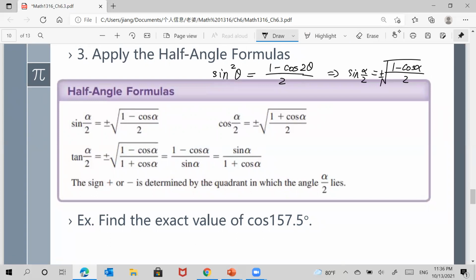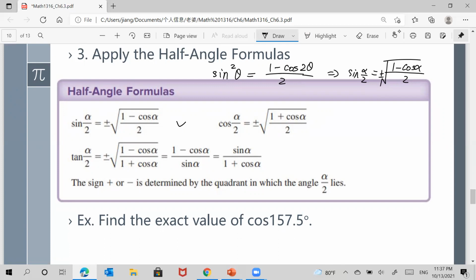Okay, so we get the half angle formula. Even if you know how to find the half angle formula from the power reducing formula, if you can memorize the formula, it will save you time. You don't need to prove it or work out how to get the formula. So take some time to practice and just memorize this in your mind, and it will save your time when you are doing your homework and the quiz and the exam.